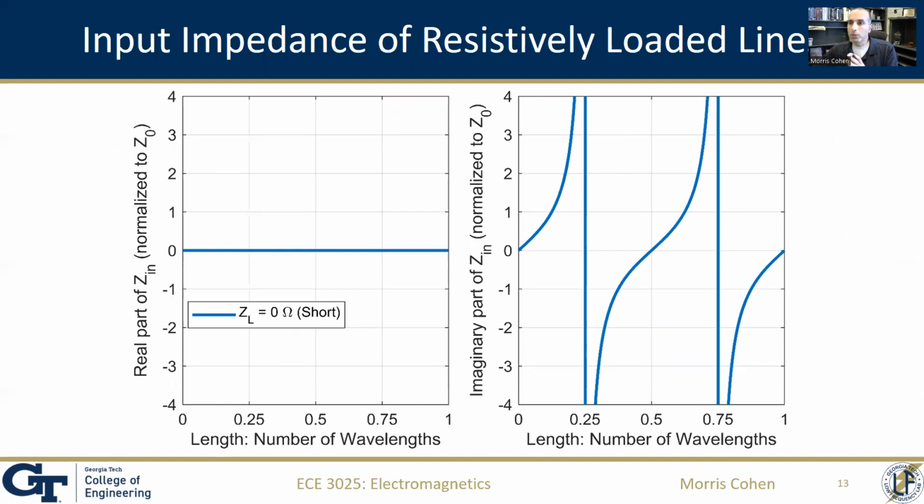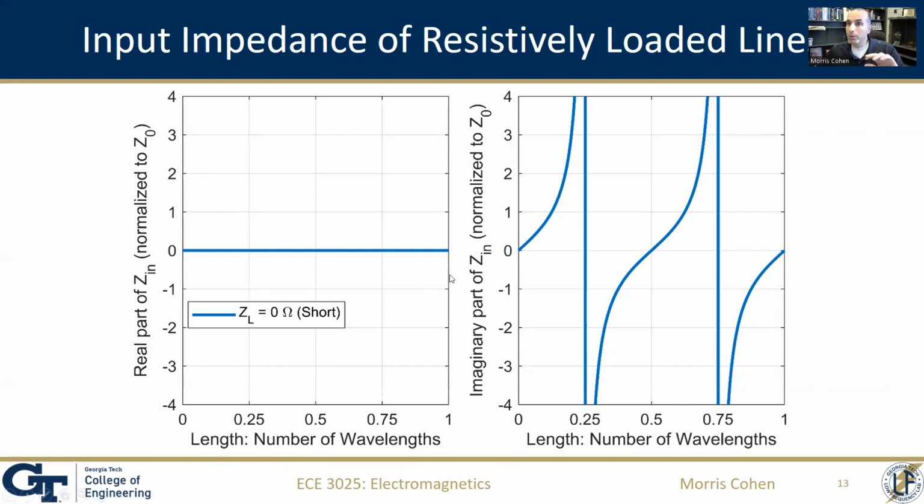And so for a short-circuited load, and that's the case where ZL equals 0 ohms, there is no real part ever, because it's a purely imaginary number. So on the left side, everything is 0. The right side, the imaginary part, we have this repetitive pattern. We plotted it in the last lecture. It wraps around every half a wavelength and repeats.